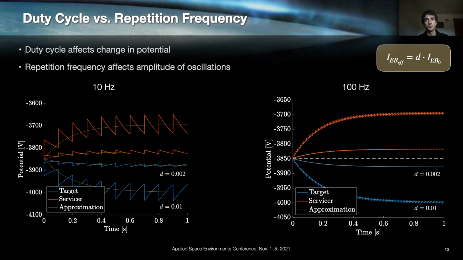Here's just a quick overview of duty cycle versus repetition frequency. So the duty cycle affects the change in potential of the target object. For example, if we use a duty cycle of 1%, we'll change the potential more than if we use a duty cycle of 0.2%. And the repetition frequency affects the amplitude of those oscillations due to pulsing, as we can see on the right-hand side.